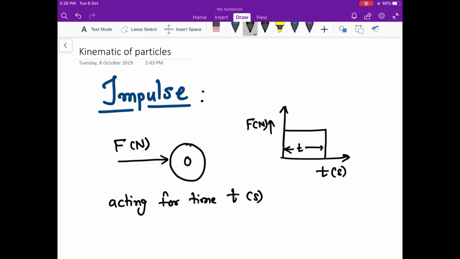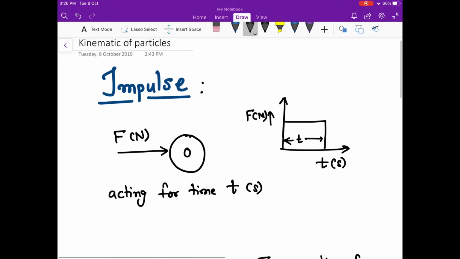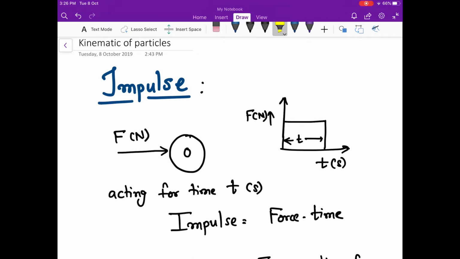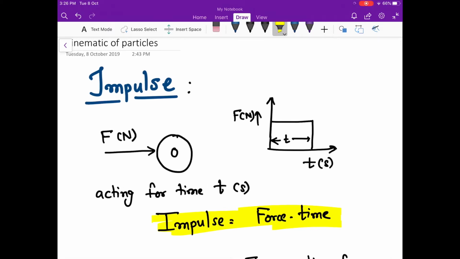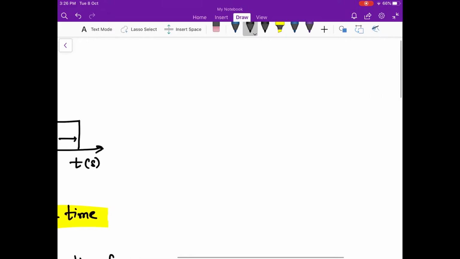So what is impulse? Impulse is nothing but force into time for which that force is acting. So this is a formula that you need to remember. Impulse is force into time, that's all. If you remember this formula, that is sufficient for this complete topic on impulse, and you can solve each and every problem. Now, after knowing this formula, what else you will require to solve the problems is this.